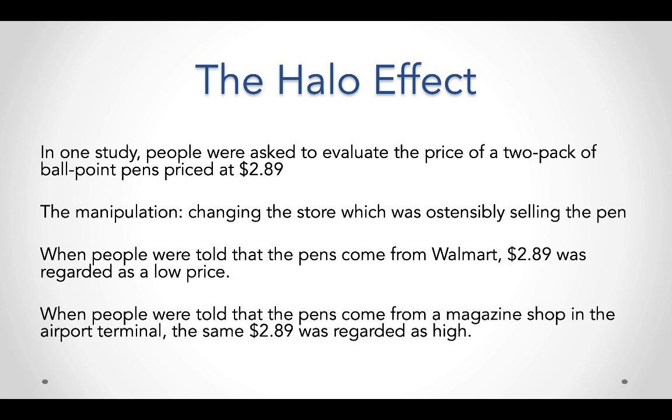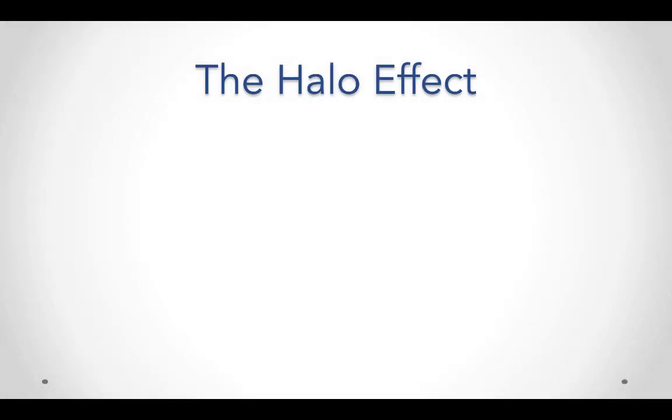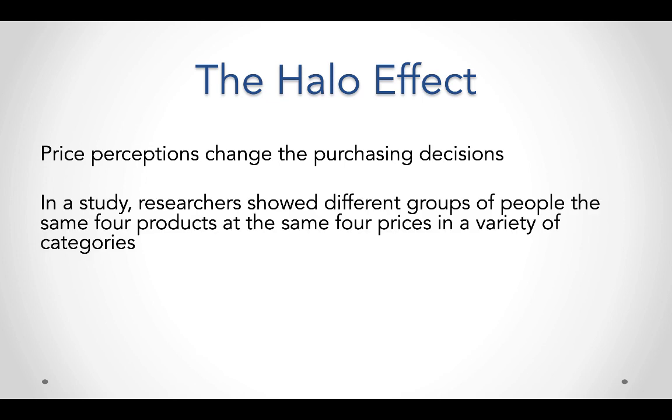If I tell you that I bought this pack of ballpoint pens from a magazine shop at the airport, you know that a magazine shop usually has higher prices than Walmart, and you regard the $2.89 as being a high price. There's no way of knowing if it was high in absolute value, but you took the information available to you and you applied it to the object in question. So price perception changed the purchase decision, right?